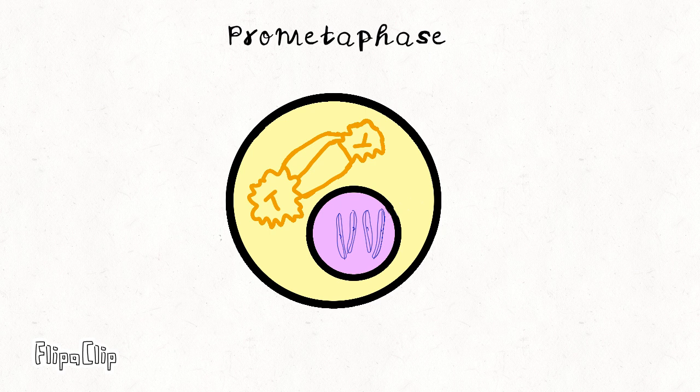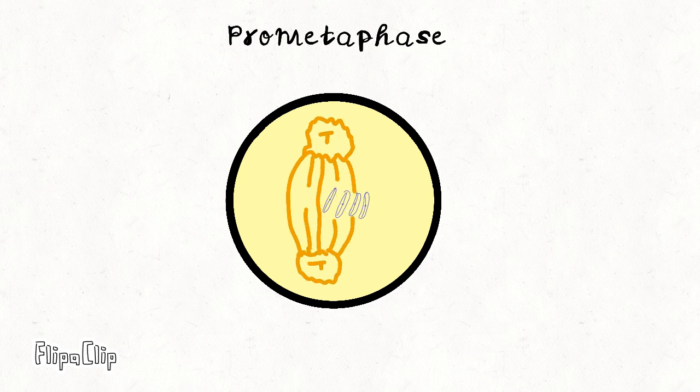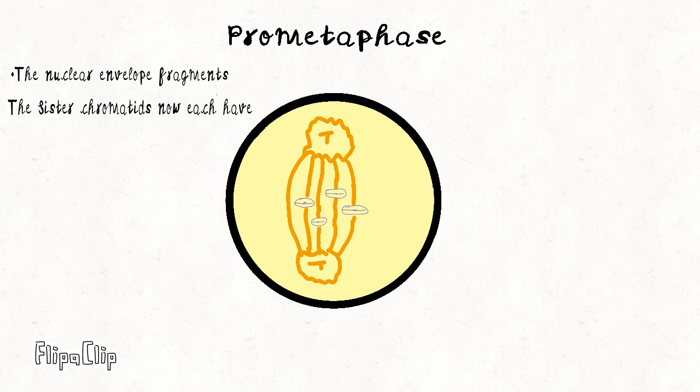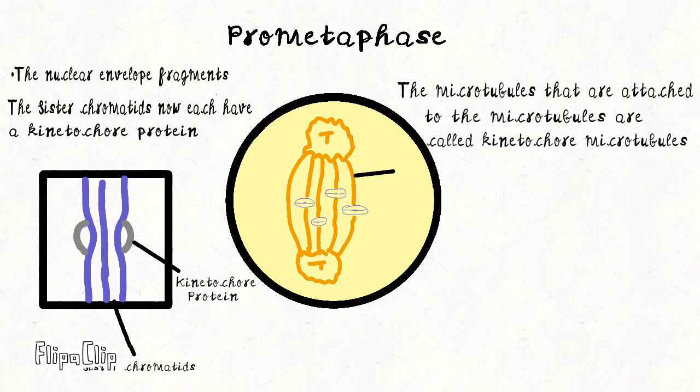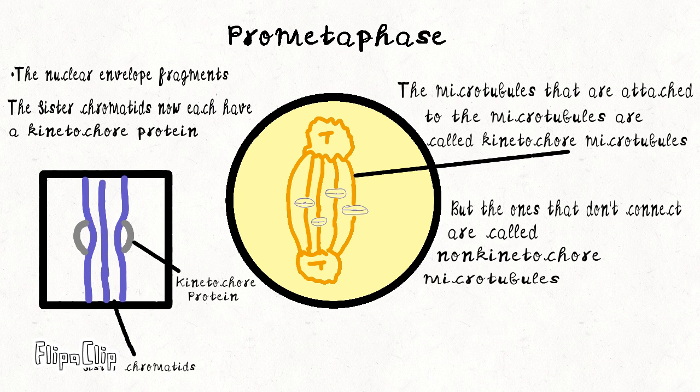Alright, on to prometaphase. In prometaphase, the nuclear envelope begins to fragment, and some microtubules, the spindles, begin to attach to some of the chromosomes. These spindle fibers are called kinetochore microtubules because they connect to the kinetochore proteins on the chromosomes. The spindle fibers that don't connect to the chromosomes interact with the spindle fibers on the opposite pole.